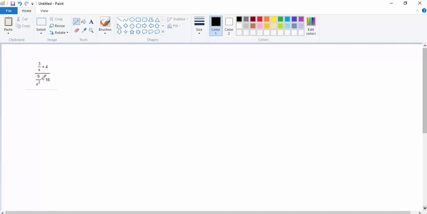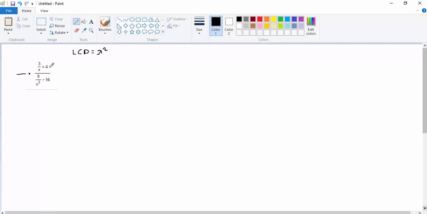Okay, let's see. So, how do we solve these problems? Whenever you have a problem like this, the first thing that you need to do is to find the LCD. The LCD is equal to, in this case, x squared. Okay, so what do you do then? After that, you multiply this by 1. Think about multiplying this fraction by 1. Is this going to change the fraction?